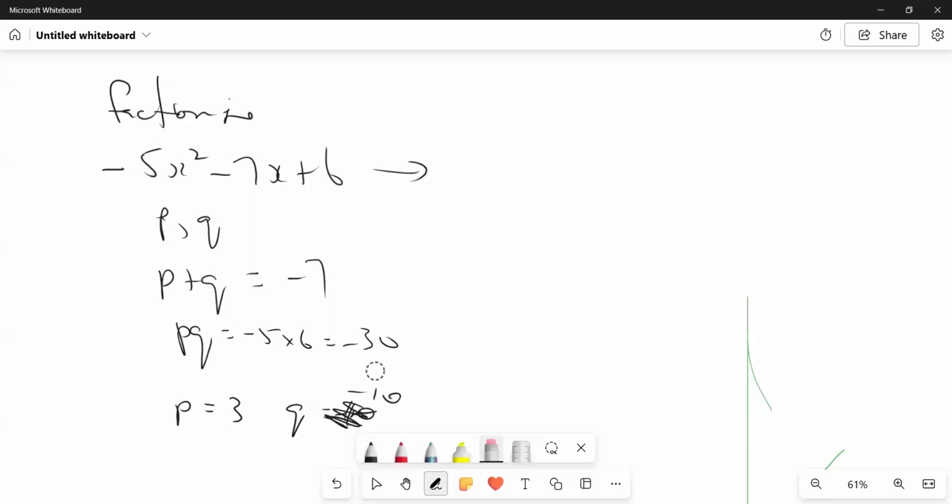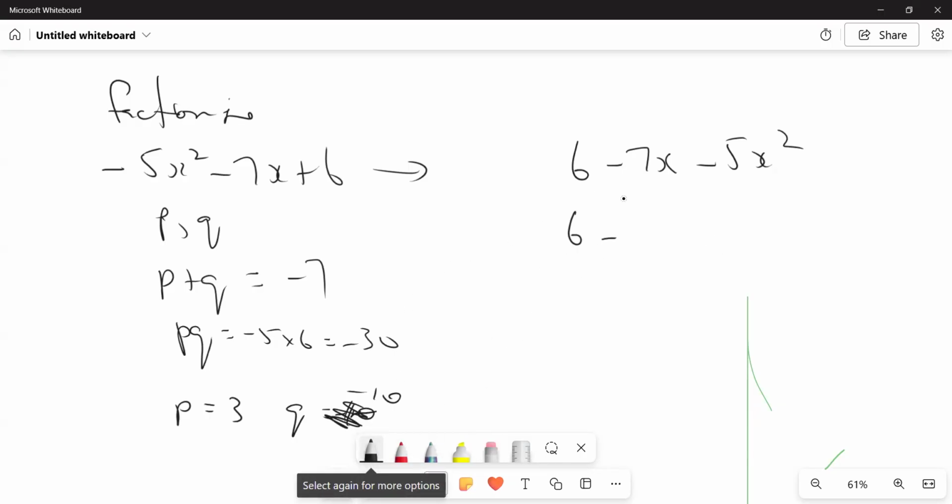As I said, I don't like how this one looks. I like to write it like this: 6 minus 7x minus 5x squared. So if I write this as 6 minus 10x plus 3x minus 5x squared, right? Let's do that. And then you pair them up.